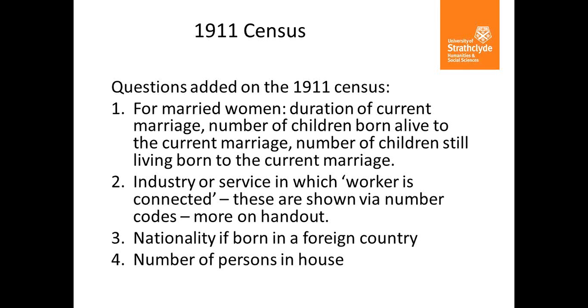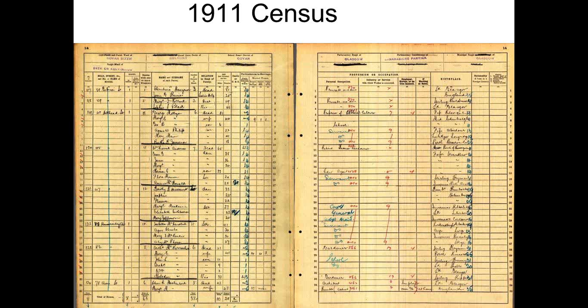You're also getting an indication of the number of persons in the house and nationality if they're born in a foreign country. There are also some codes which identified particular areas of work, of industry, or areas of service, and again we'll give you some more information on that as we go through the week. And there's an example of a 1911 census. You'll see it's quite different from the ones that we've just looked at previously. And in fact there are differences in what survives across the UK for the 1911 census.